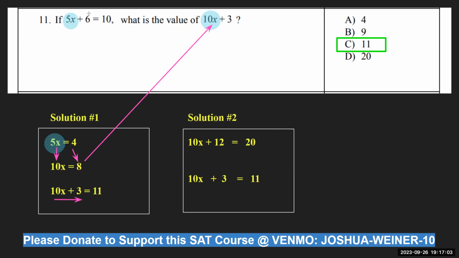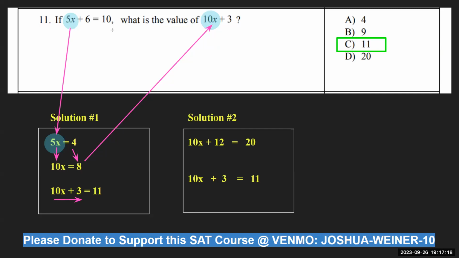But doing it this way, seeing that this element can be scaled times 2 if you can solve for this term and just double it, saved about 15 to 20 seconds for student number one. Student number two did something different.